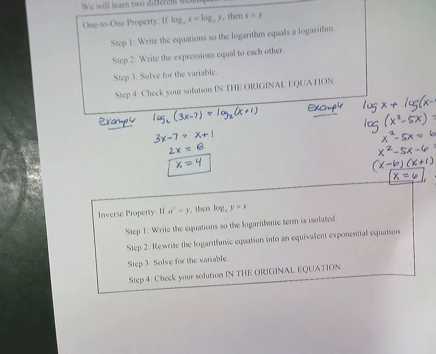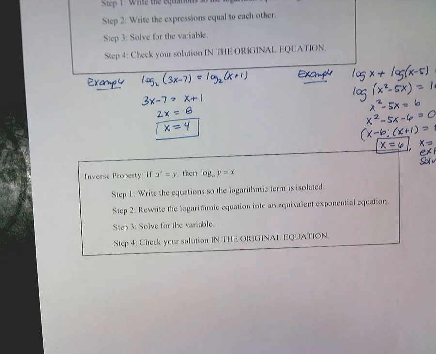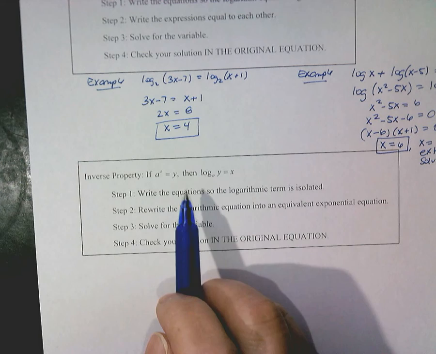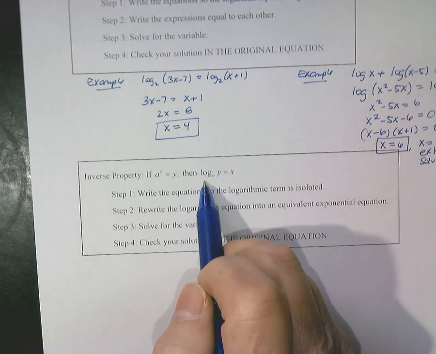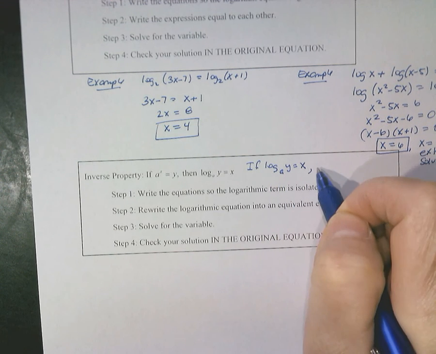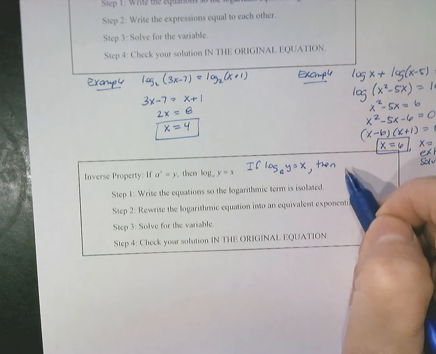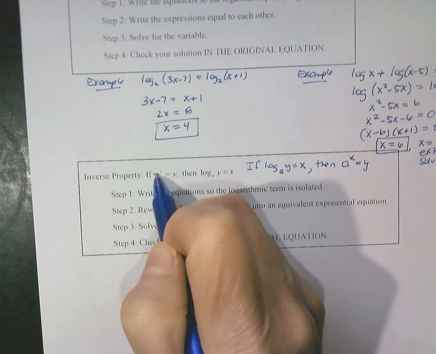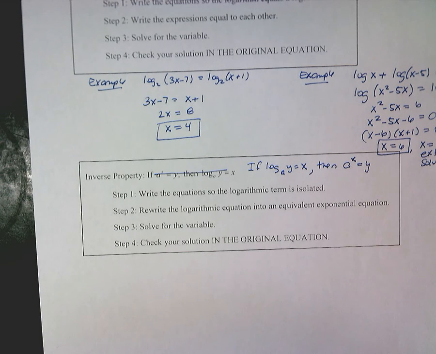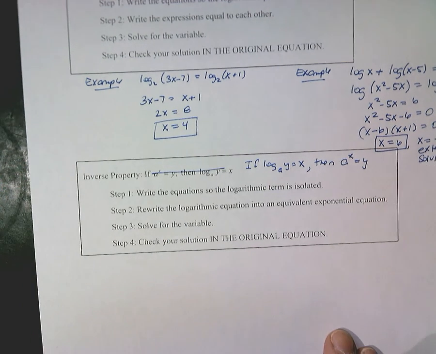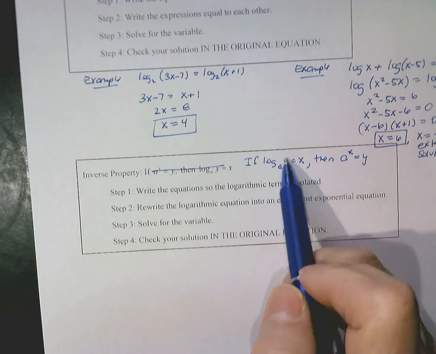Okay, we also have the inverse property. So once again, this is if a to the x equals, oops, you know what? I have to retype this. If log base a of y equals x, then a to the x power is equal to y. So that's a mistake I've made on my notes. Okay, so first I'm going to write the equation so the logarithmic term is isolated. So this log is by itself.